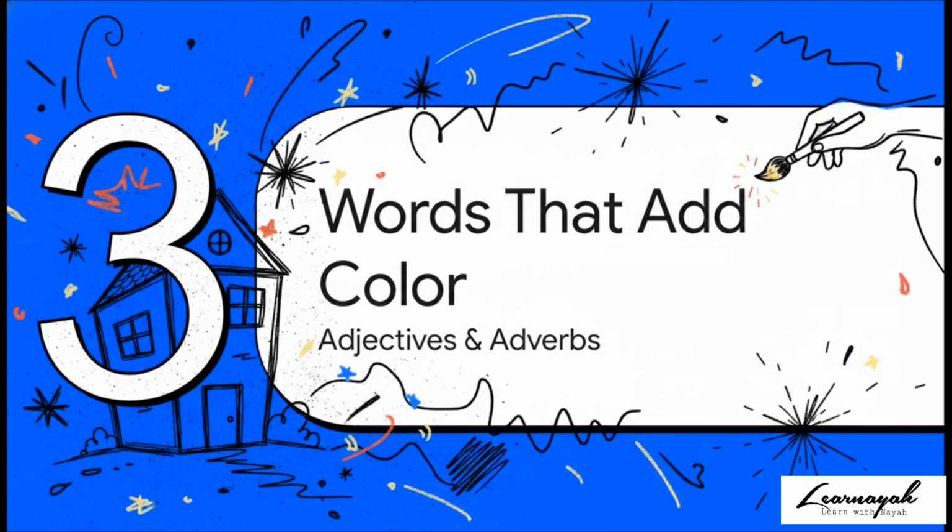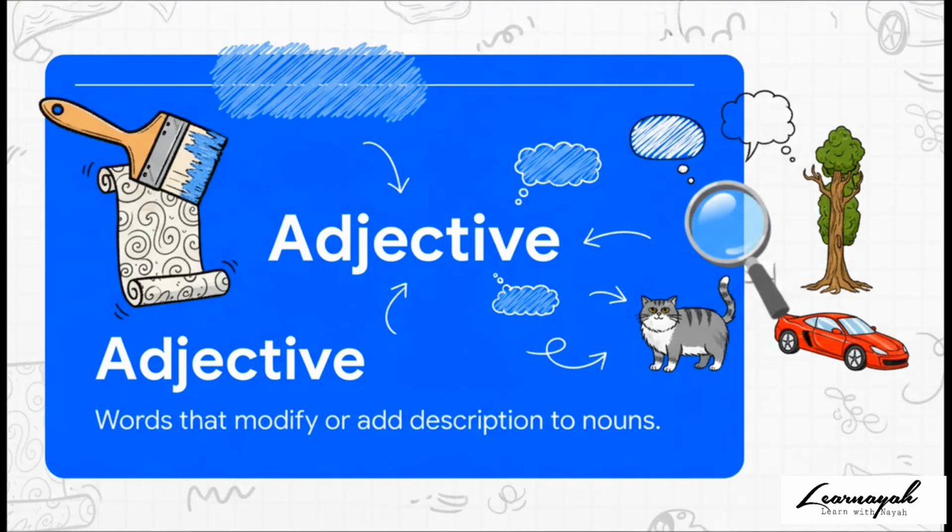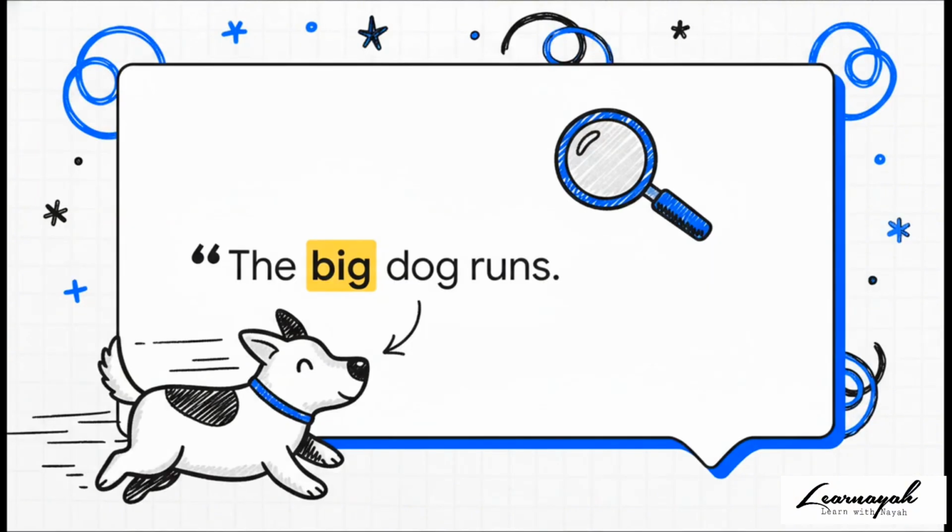But let's be real, that's a pretty plain-looking building. It's time to add some detail, some personality. For that, we turn to the words that add color, adjectives, and adverbs. Adjectives are basically our paint and wallpaper. They're words that modify or add description directly to our nouns. They answer questions like what kind or which one to make our subject way more specific. So let's apply that to our sentence and see what happens. We add an adjective to our noun, and the dog runs becomes the big dog runs. See that? Instantly, the picture in your head gets just a little bit clearer.